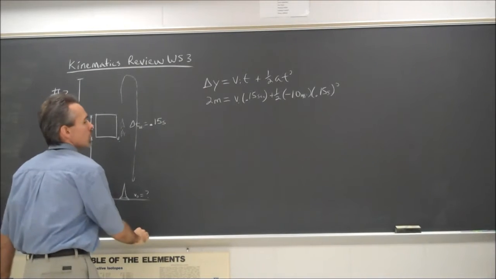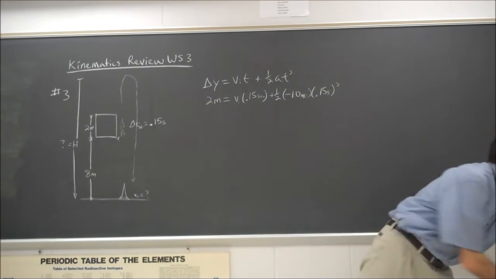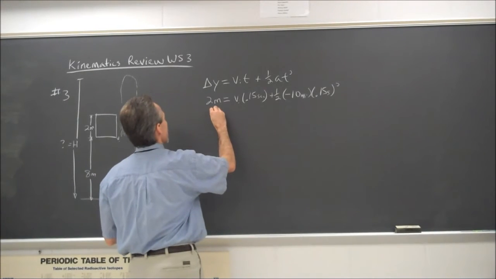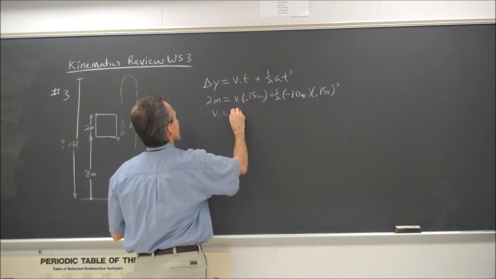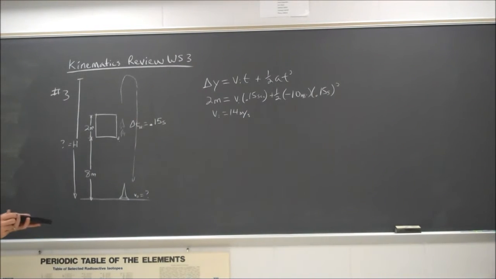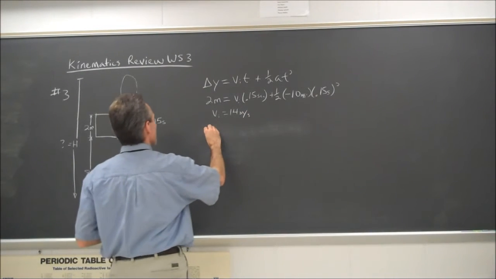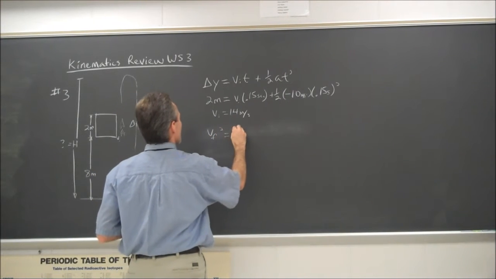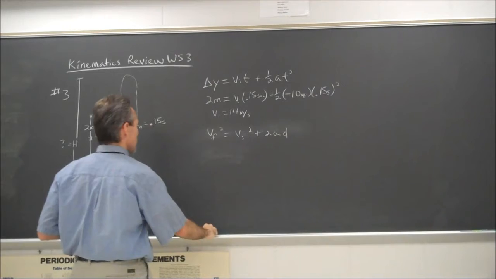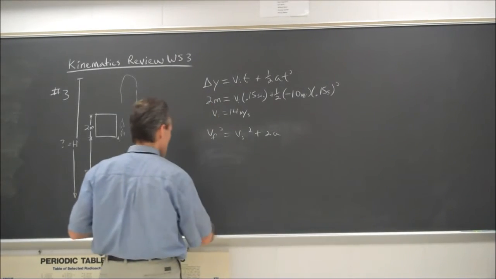So I can now solve this for the initial velocity. 14 meters per second. So VI equals 14 meters per second. How about we do this? VF squared equals VI squared plus 2AD. That would work. Or delta y.